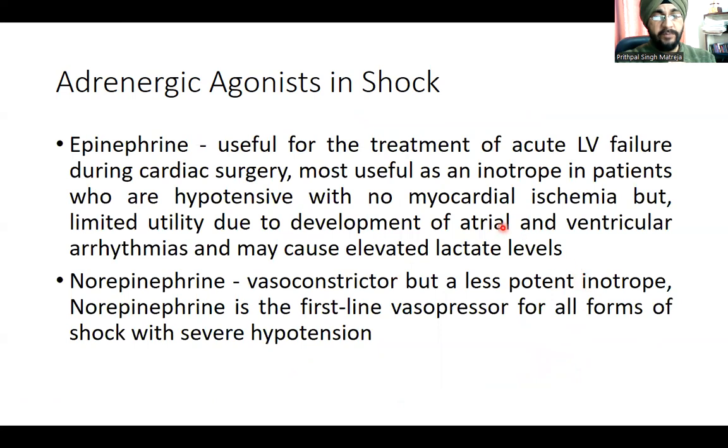So, epinephrine has been found to be useful for the treatment of acute left ventricular failure, especially during cardiac surgery, and it is said to be a most useful inotrope in these patients who are hypotensive and have no myocardial ischemia. And obviously, we know that because it tends to increase the heart rate, it tends to act on the beta 1 receptors because of this positive chronotropic effect. This particular drug has limited utility due to the development of atrial and ventricular arrhythmia.